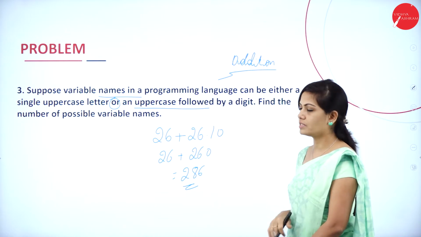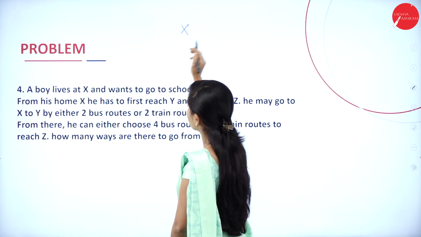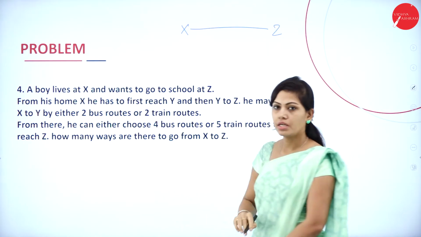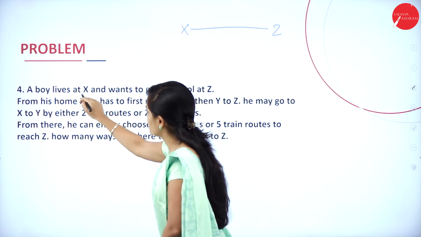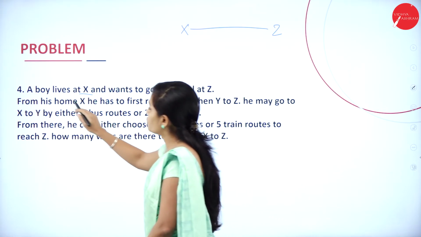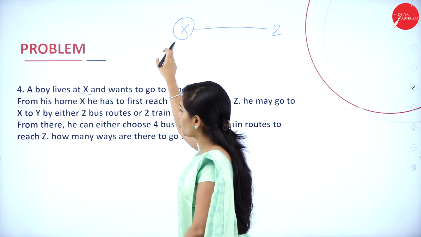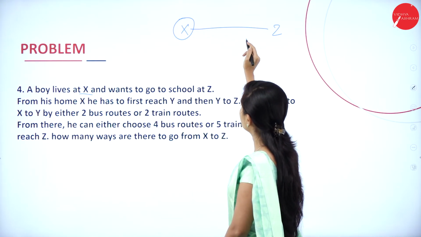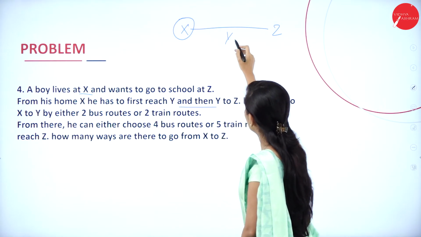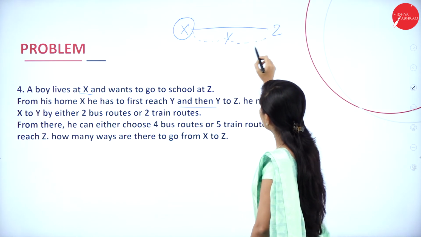It is very simple concept. Next question. A boy lives at X and wants to go to school at Z. Listen carefully. A boy lives at X and wants to go to school at Z. From his home X, he has to first reach Y and then Y to Z.